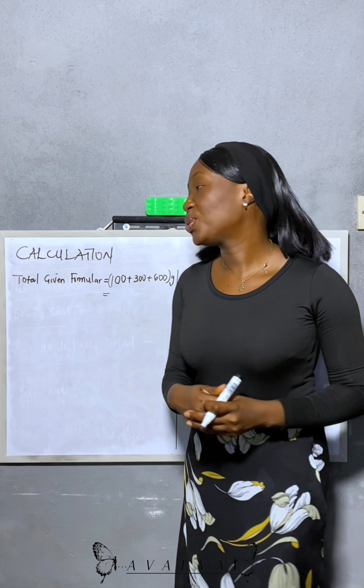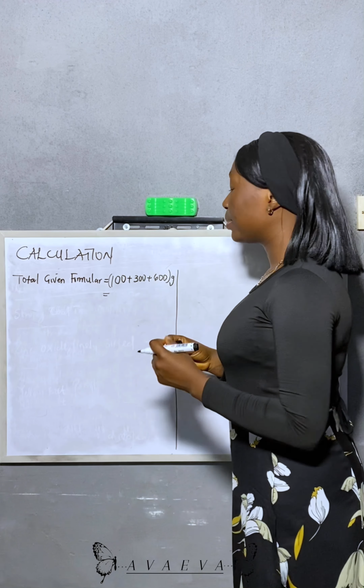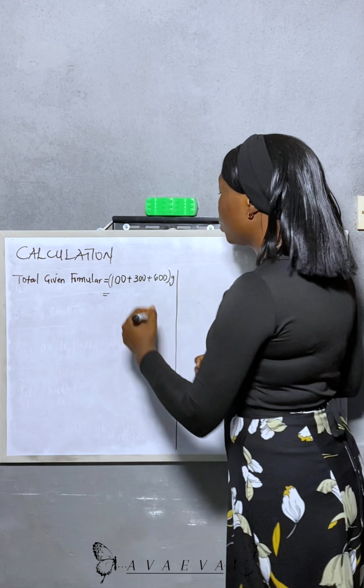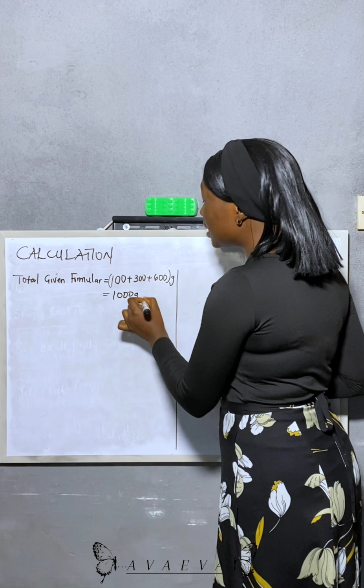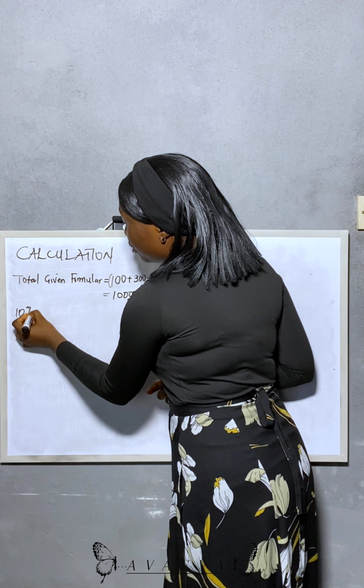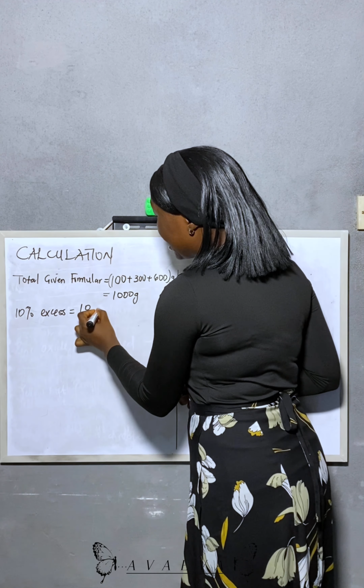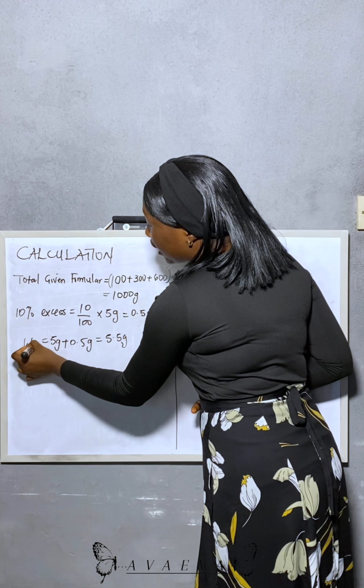For our calculations, we have total given formula, or the total ingredients given, as 100 plus 300 plus 600 grams, which will give us 1000 grams. Now the next thing to do is to calculate for your 10% excess as usual, which is equal to 10 divided by 100 times 5 grams. This is what we're asked to send. We'll have it as 0.5 gram. Now adding it, you say 5 gram plus 0.5 gram is equal to 5.5 gram. Don't forget, this is your working formula.